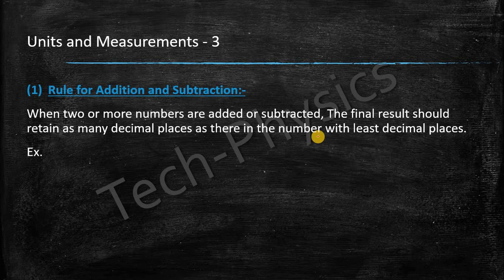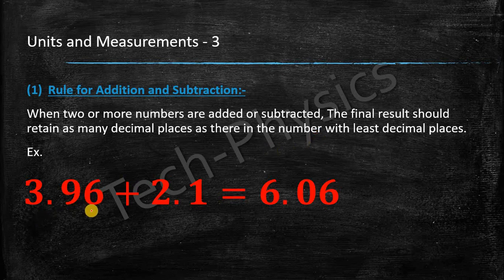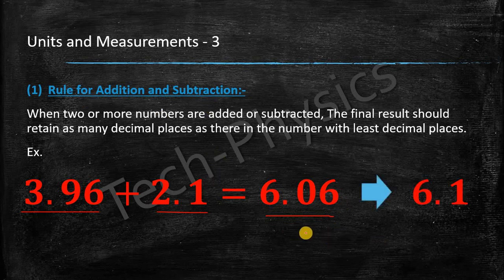So for example, let us say I have a number 3.96 and then I added 2.1 to it. I got my answer as 6.06. This is a normal addition. But when we follow the rules of addition and subtraction with significant digits, then our answer will be 6.1.